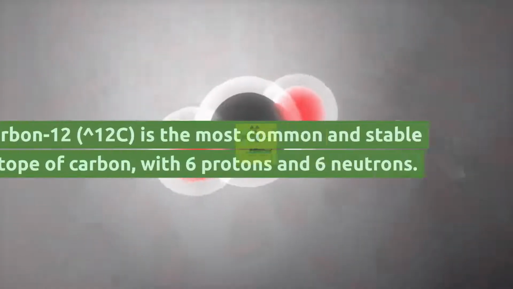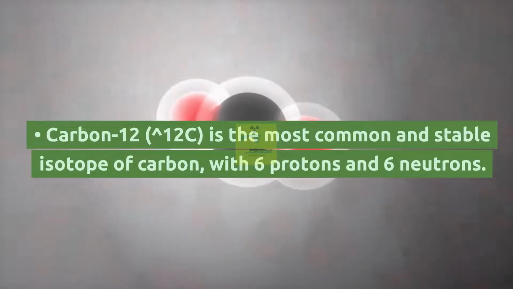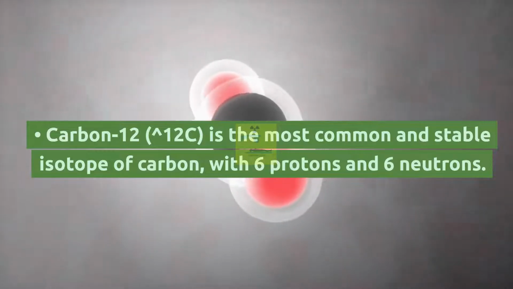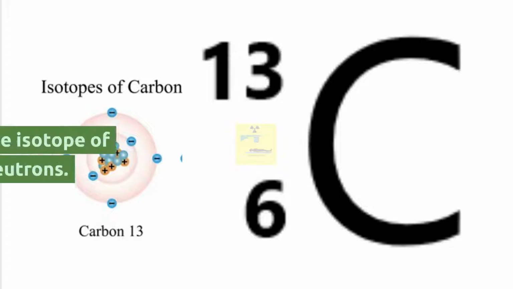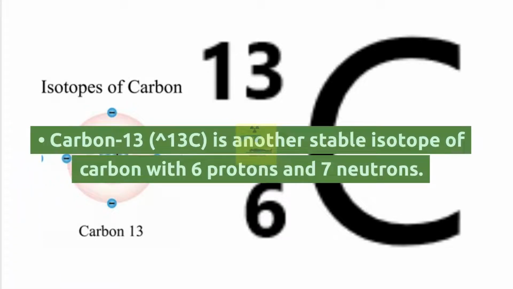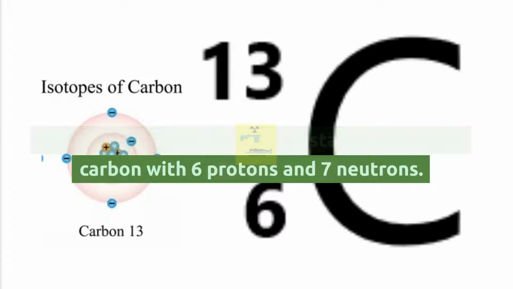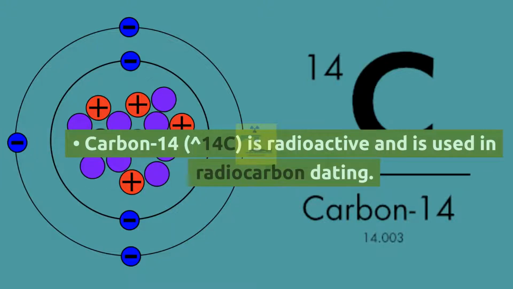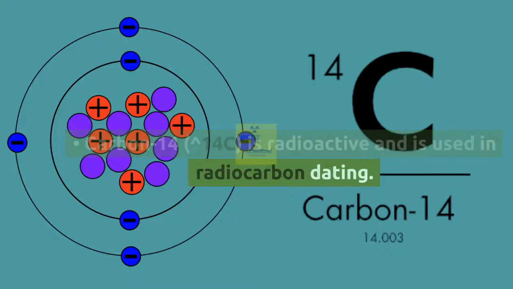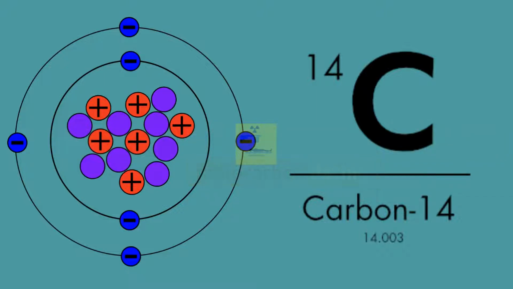Common examples. Carbon. Carbon-12, ¹²C, is the most common and stable isotope of carbon, with 6 protons and 6 neutrons. Carbon-13, ¹³C, is another stable isotope of carbon with 6 protons and 7 neutrons. Carbon-14, ¹⁴C, is radioactive and is used in radiocarbon dating.